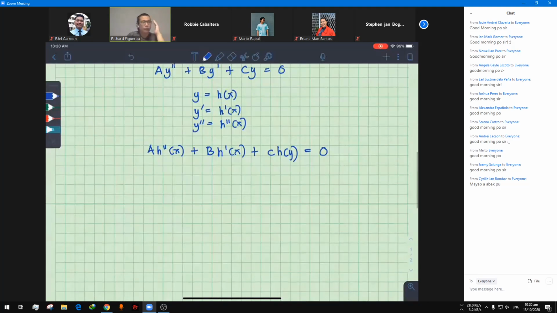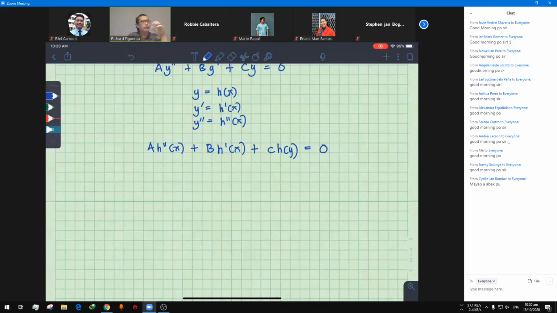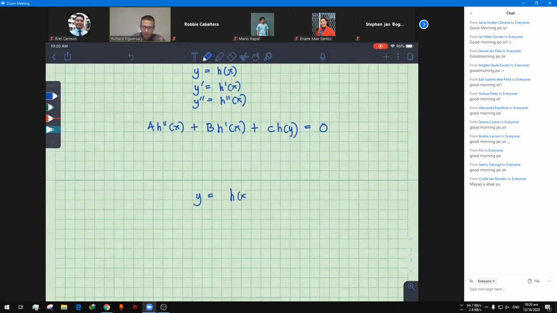What if, let's say h of x is a solution of a differential equation, and I multiply a constant to that solution? Our solution is h of x, and then I multiply a constant. A constant multiplied to the solution of the differential equation. Will it still be a solution of the differential equation? Let's try to see.